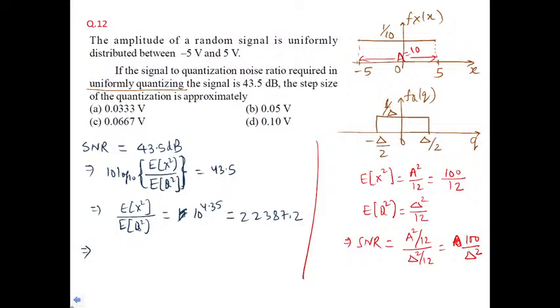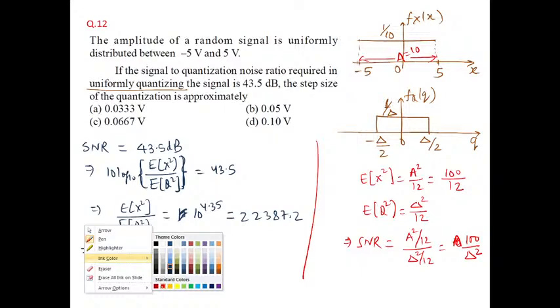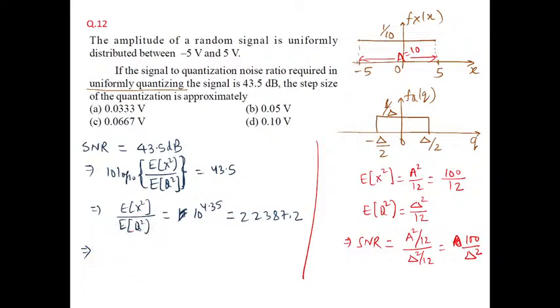So what is Ex square by Eq square? Now this is equal to 100 upon delta square. 100 upon delta square is equal to 22,387.2, or this implies delta square is equal to 100 divided by 22,387.2. So this implies delta, you may calculate it, will come out to be approximately equal to 0.0668. So option C is nearest to it. So option C is correct.